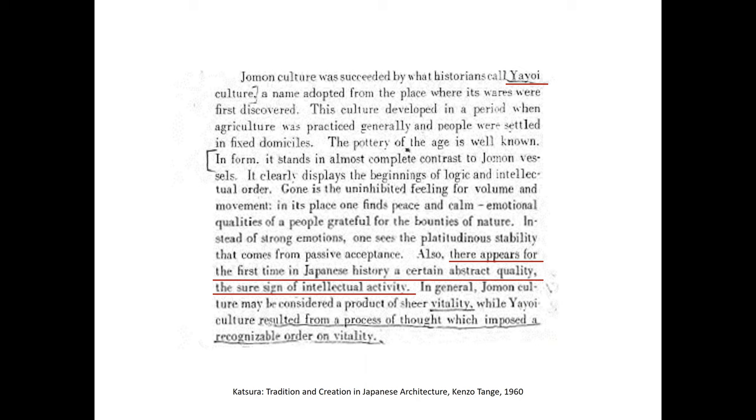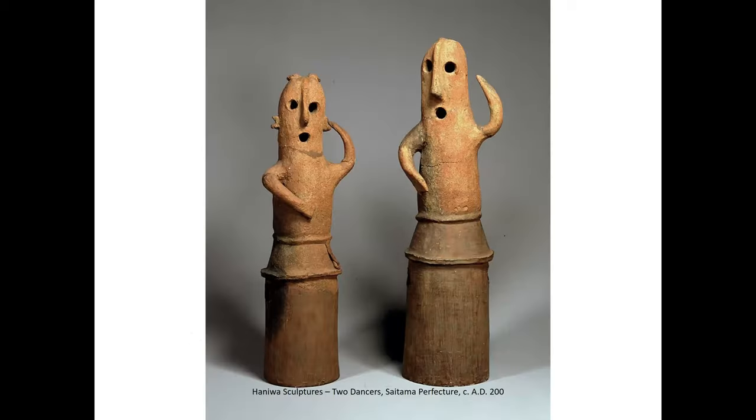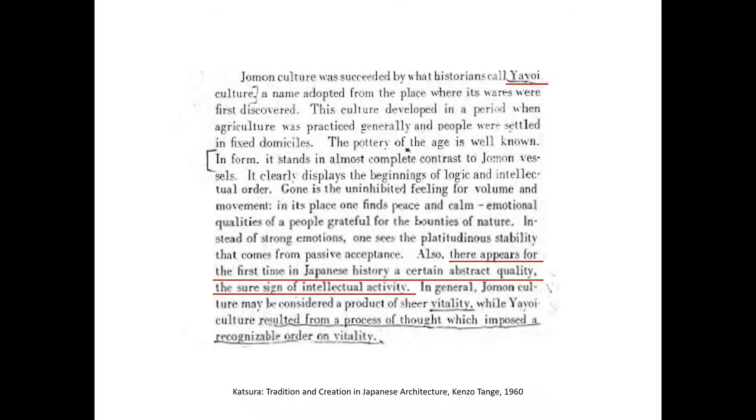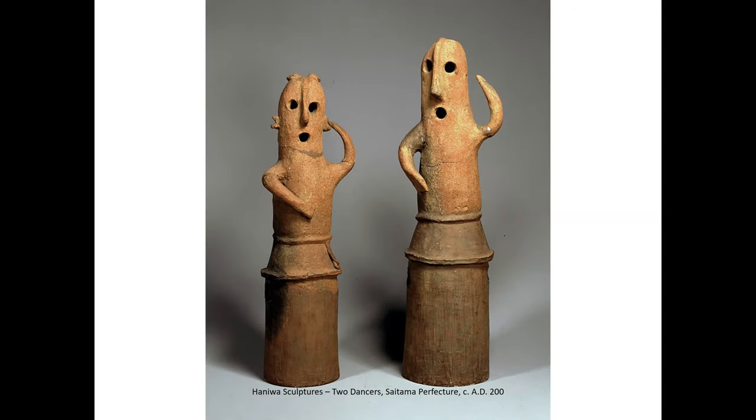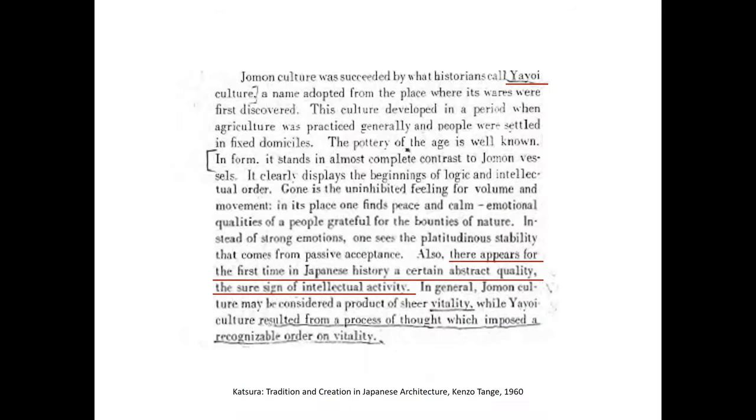So what you see, and then that's how they sculpt, right? But from the beginning, the Japanese culture went quite abstract, right? So this person is not real, doesn't look real. It's an abstract form of a human being, dancing, right? So in Kenzo Tange's paper on Katsura, he traced some of this abstract quality and tradition back to the Yayoi.